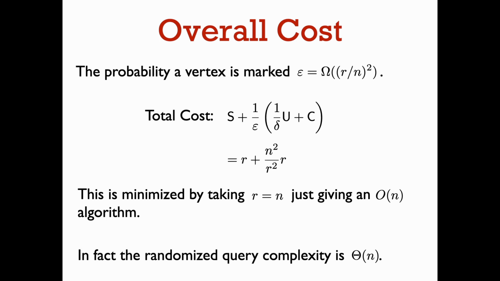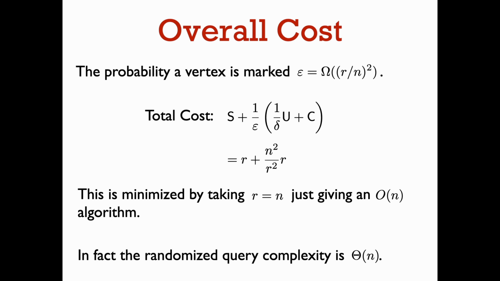Now let's compute the overall cost for our randomized query algorithm for element distinctness using a random walk on the Johnson graph. The fraction of marked vertices is omega of r divided by n quantity squared. You can see that because this fraction will be the smallest when there is exactly one repeated letter. The number of sets of size r this pair will appear in together is n minus 2 choose r minus 2, which is roughly an r divided by n quantity squared fraction of all of the n choose r many sets of size r.